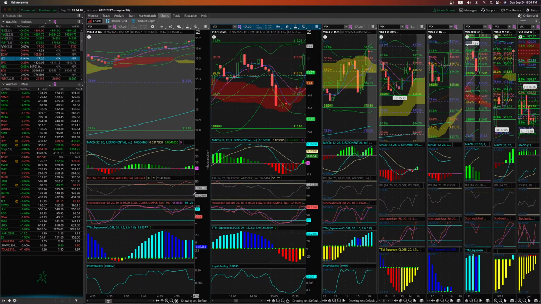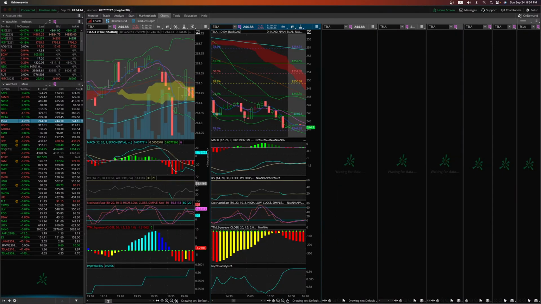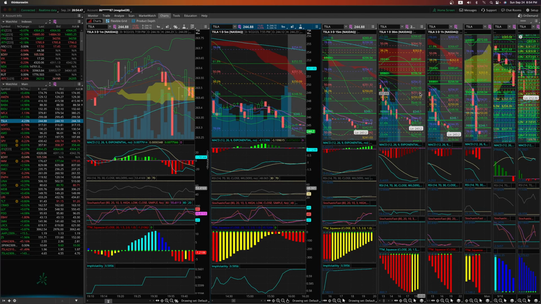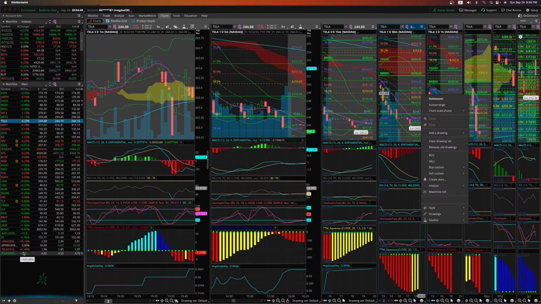All right, let me teach you another really important thing. This is something I'm pretty sure you're not going to learn anywhere else. For example, Tesla was falling on Friday, and you see the direction is downward, right? And you have all these different time frames looking down. I just added the Tesla 240 put here.